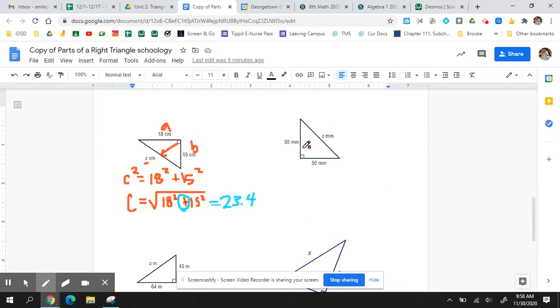Let me make the pen a little darker. So again, A and B. I do have a right triangle. I see that little box here. So I'm going to use the Pythagorean theorem. This time, I'm going to go ahead and write my square root sign first, because I know I'm going to have to square root like we did in this example. So I'm going to write 50 squared plus 50 squared. Okay, and we'll go and solve that.